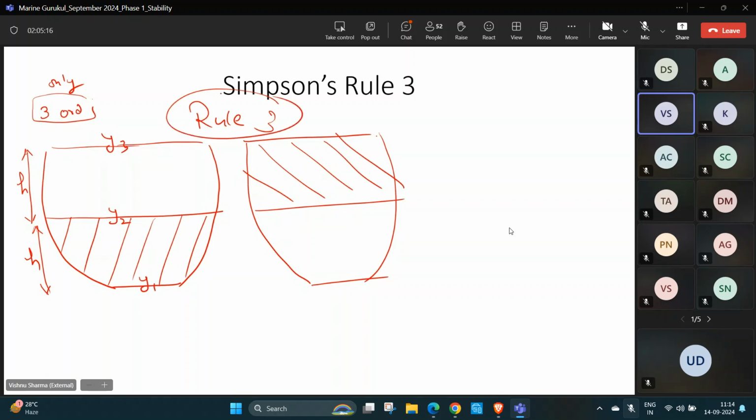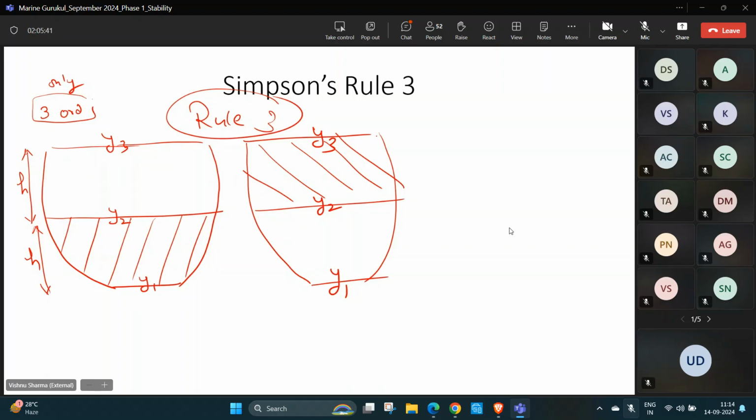Is that clear, beta? Am I clear? If you want to calculate area between y1 and y2 or y2 and y3, rule 3 will be applicable. Is that clear, beta? Is the applicability criteria for rule 3 clear, guys? Yes or no? Clear, sir.